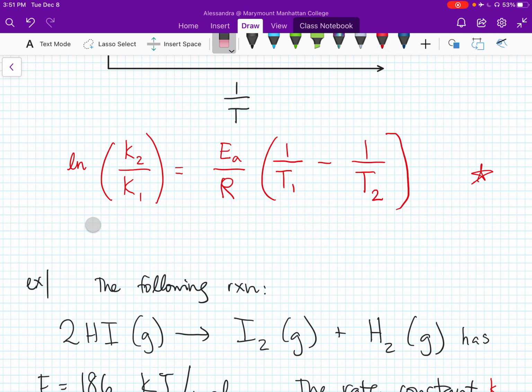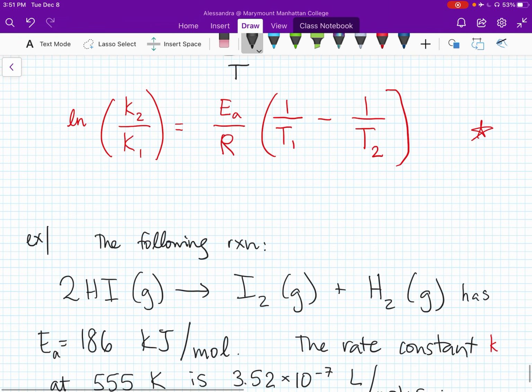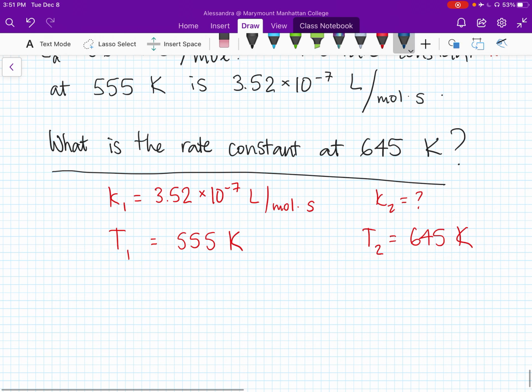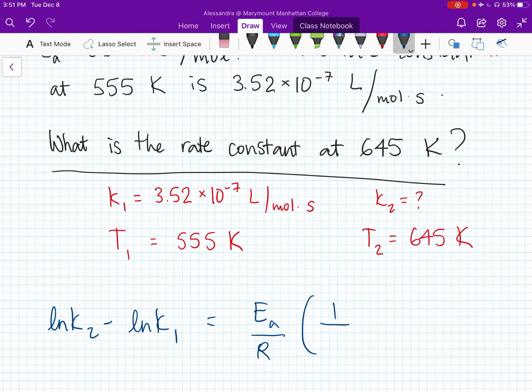All right, so let's look at this equation for a second. Looking at the left side of this equation, I want to use the law of logs to separate these. Natural log of x over y is equal to natural log of x minus the natural log of y. The reason I want to do that is because I want to solve for one of the k's. So that's the way to crack open this problem. I'm going to say natural log of K2 minus natural log of K1 is equal to the activation energy over R times 1 over T1 minus 1 over T2.